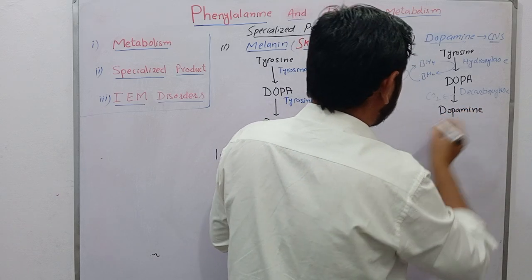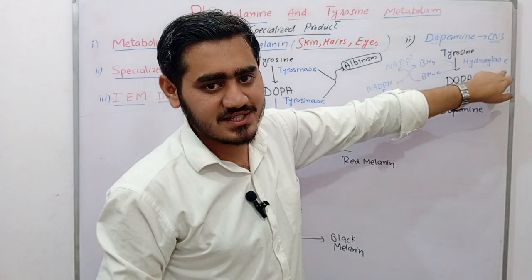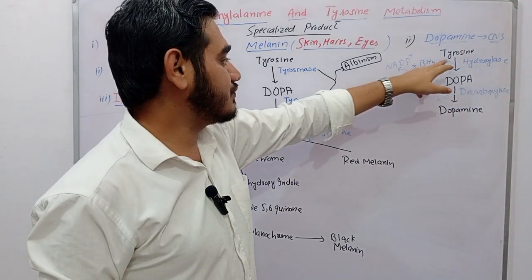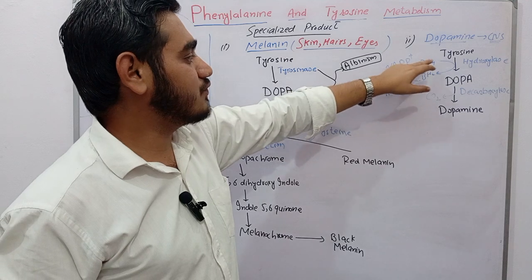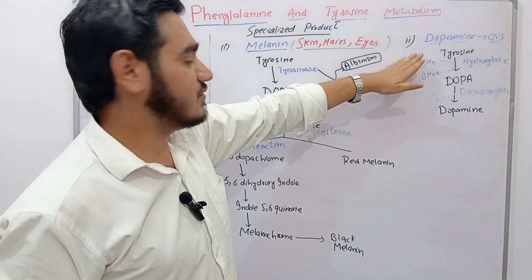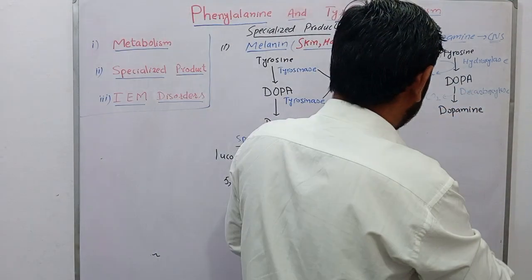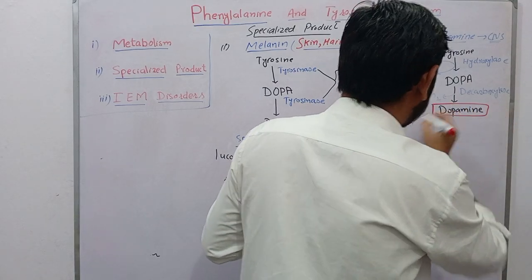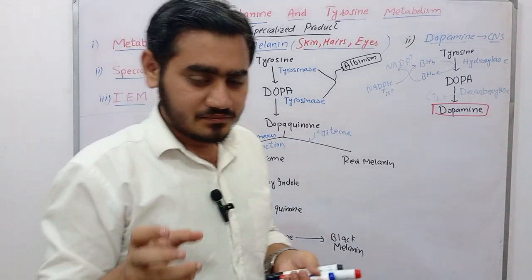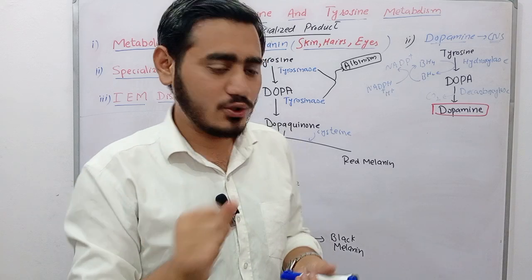I am repeating that tyrosine, by action of tyrosine hydroxylase enzyme, forms dopa, that is dihydroxyphenylalanine, and here BH4 converts into BH2, and BH4 gets regenerated by NADPH and H plus, which converts into NADP plus. This dopa converts into dopamine by action of decarboxylase enzyme. Now another product is the synthesis of norepinephrine and epinephrine in adrenal medulla.